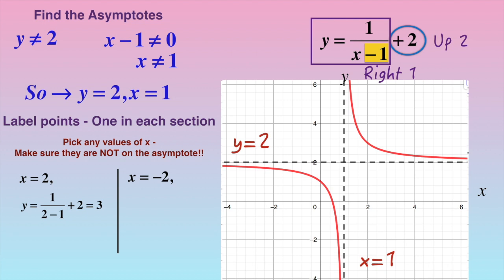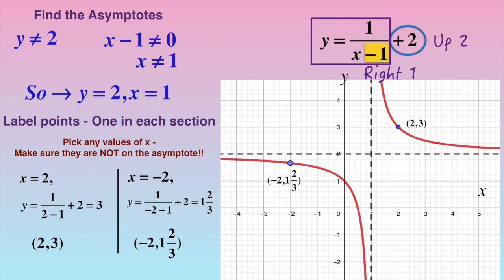So y will equal 1 over 2 minus 1 plus 2 equals 3. So my point is 2 comma 3. If I do x equals minus 2, my y is going to equal 1 over minus 2 minus 1 plus 2, which is 1 2/3. So my coordinates are minus 2, 1 2/3. Then I have to plot them on my graph.